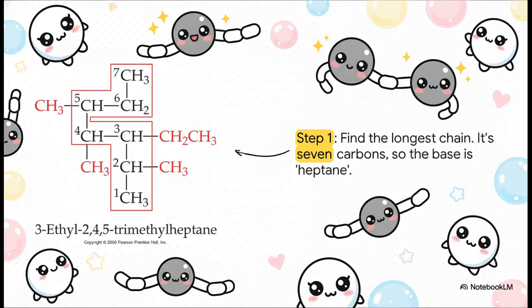Okay, step 1. Let's find the base. We need to find the longest continuous path of connected carbons. If you trace it out, you'll see the longest possible chain has 7 carbons. The base name for 7 is hept. And since all the connections are single bonds, the full parent name is heptane. That's our base. Easy enough.